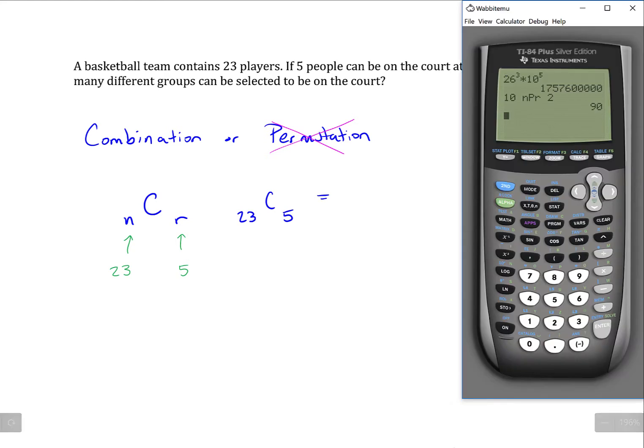And there is a formula that you can use to come up with this answer, but if you have your calculator, let's let it come up with that for us. And it comes up with 33,649.